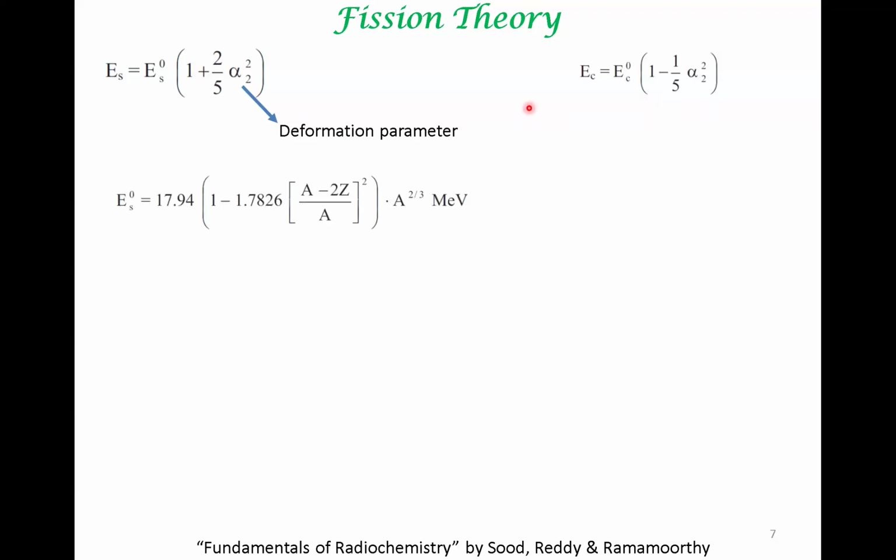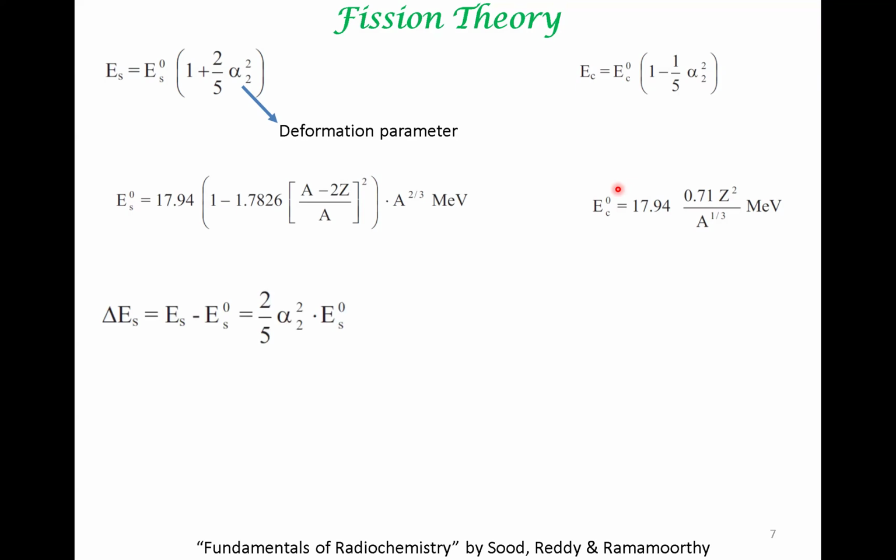Via certain relationships, some of which we have seen in earlier lectures, we can estimate ES naught, that is the energy of the spherical nucleus, that is dependent upon the atomic mass and the atomic number. So this gives you an expression for ES naught. Likewise, you can also estimate EC naught. Again, it depends upon Z and A.